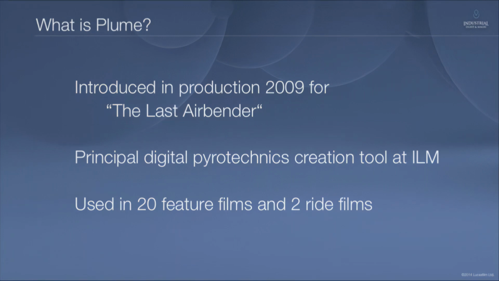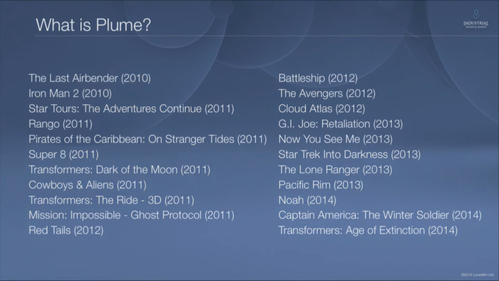As Michael said, it was introduced in production in 2009 for The Last Airbender. And we were answering there the mandate of being able to really accelerate the workflow and shorten the iteration time so that we could converge towards what the director wanted for that show. And that was these fire events, these fire elements that could be controlled and art directed in very specific ways. And so at the end of the show, it quickly became the main effects authoring tool for digital pyrotechnics, which is explosions, smoke, dust, these kinds of events. Since then, it's been used in 20 feature films and 2 ride films, and this is the list.